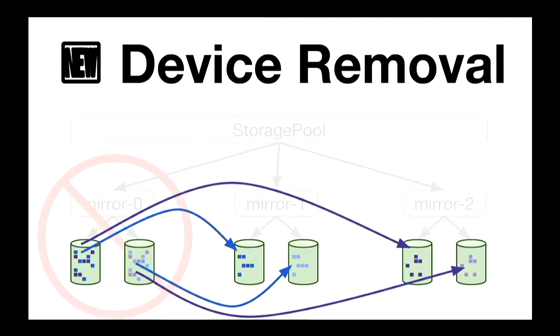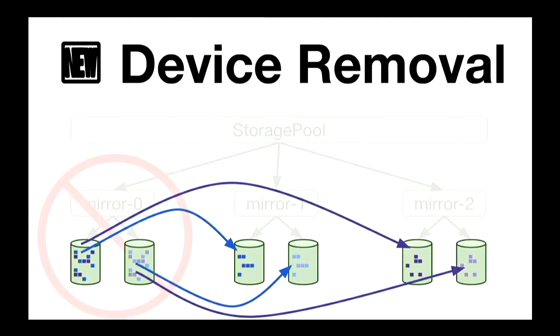So how does it work? I'm going to be talking about how it works, and then we're also going to spend a bunch of time on how you would use this in practice. So how would you operate this? What are the practical concerns? But I think an understanding of a little bit of what it's doing under the hood will help you to appreciate the practical concerns. So as I mentioned, we need to find all the allocated space on the device that we want to remove and copy that to other disks.